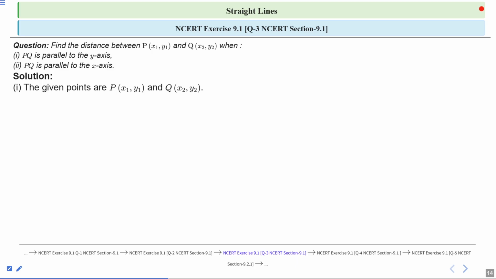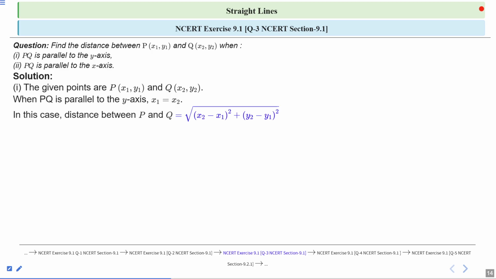So the given points are basically P(x1, y1) and Q(x2, y2). Okay, these two points are given to us. And when PQ is parallel to the y-axis, then the x-coordinate of both points will be equal. That means x1 equals x2.